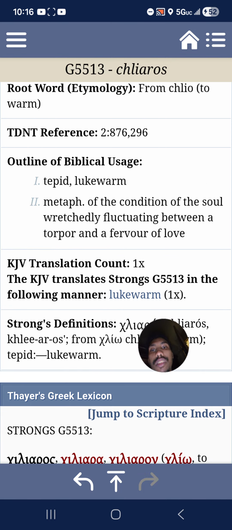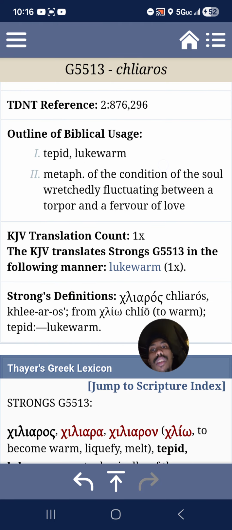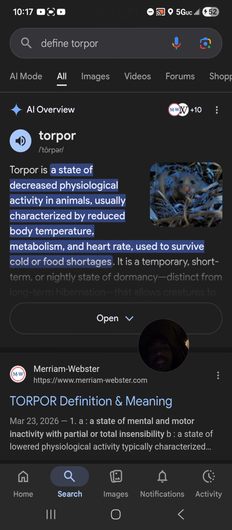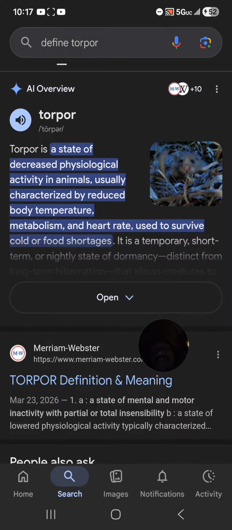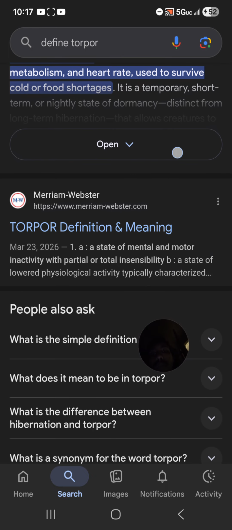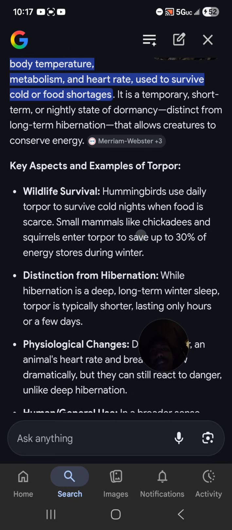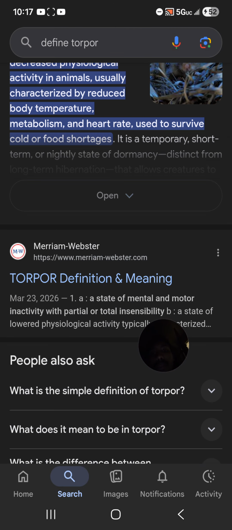Right? It says lukewarm, in the outline of biblical usage, is metaphorically a condition of the soul, wretchedly fluctuating between a torpor and a fervor of love. Look at that word, torpor. It says torpor is a state of decreased physiological activity in animals, usually characterized by reduced body temperature, metabolism, and heart rate, used to survive cold or food shortages, right? So this is talking about a physical effect. But spiritually, it's talking about a lack of interest. So torpor in the spirit means a decrease in interest. You see what I'm saying?